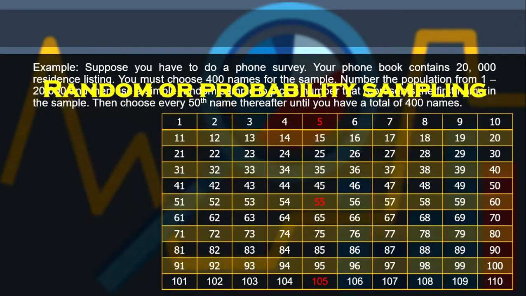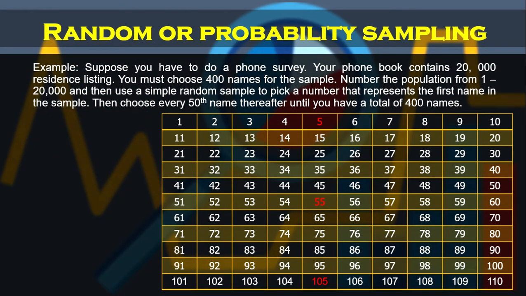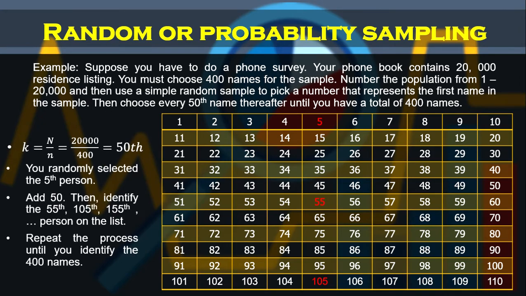Okay, so again, we choose a number first. Okay, by random picking. So let's say we choose 5. Okay, so if we start with 5, the fifth person is the first sample.